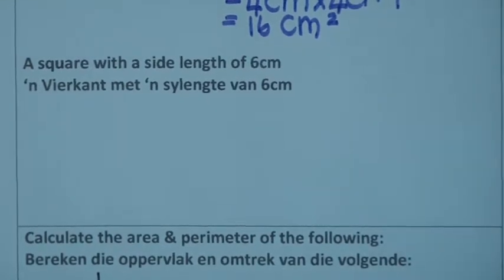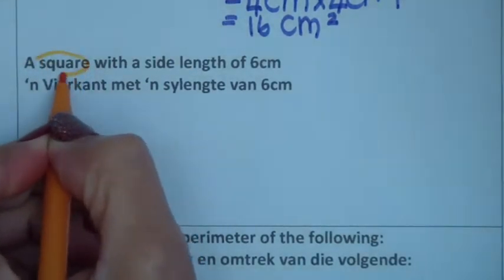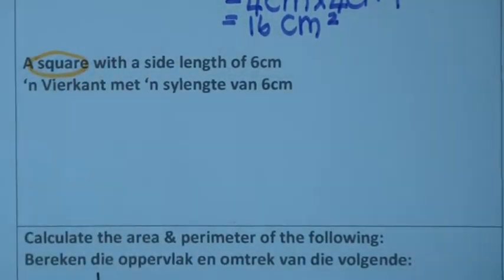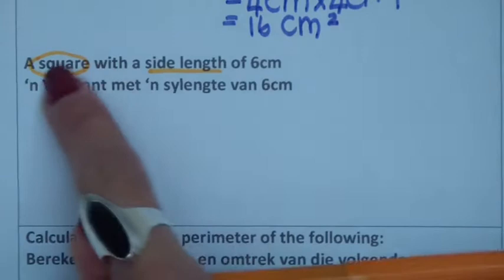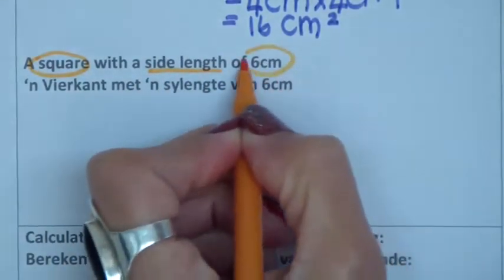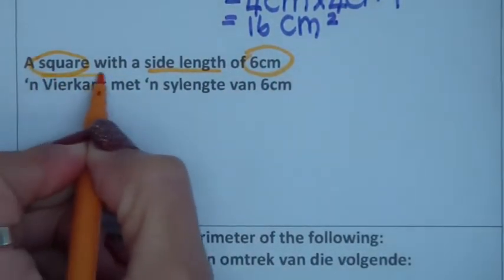Now they say a square, so it's very important. They're telling you it's a square. They have to. A square with a side length, because we're talking about a square, we talk about a side length of 6 centimeters.